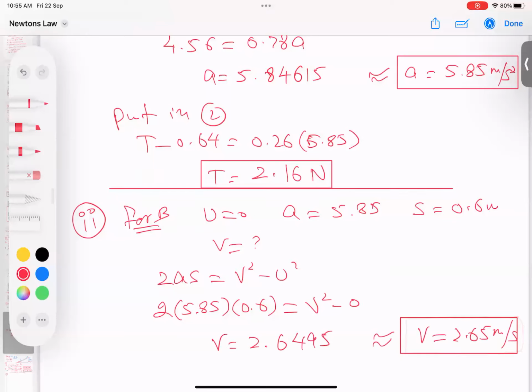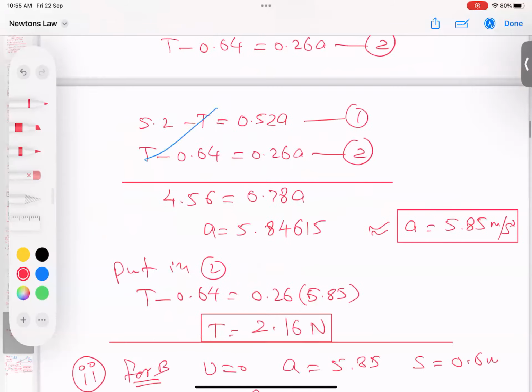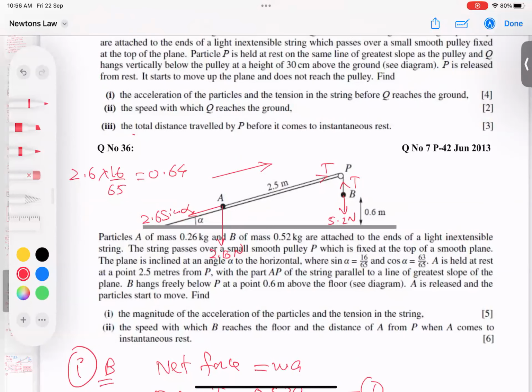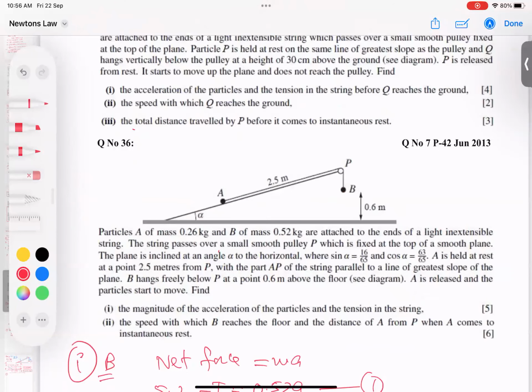Now the important part is going to start. He's saying to find the distance of A from P when A comes to rest. This is a very important thing I'm going to discuss. Let me erase all these things first. Listen, please. When B travels downward, naturally A will move up. The same distance is traveled, so this is 0.6 and this is also 0.6.